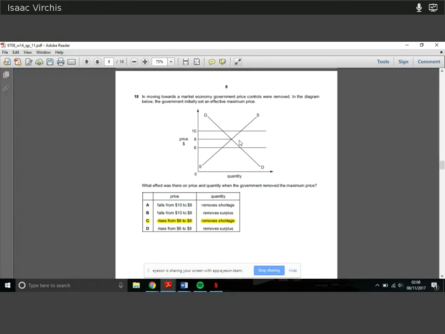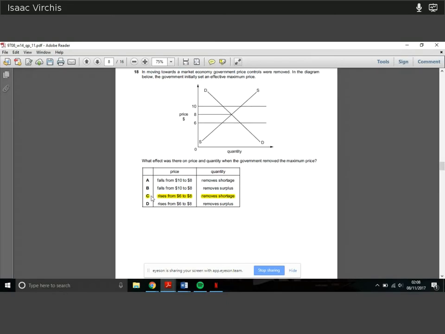We know that for a maximum price to be effective, it has to be below the equilibrium price, so that demand outstrips supply. So the maximum price is going to be 6 here, and we're going to see an increase in the price from 6 to 8. So the equilibrium price will remove the price control. What's it going to do? Well, it's going to remove the shortage. The shortage occurs because at 6, demand is greater than supply. The shortage is this distance here, this quantity. When you move the price up to there, you remove the shortage, you get an increase in supply because more people are willing to supply the product, and also a contraction in demand because the price is increasing. So therefore, C is the answer.